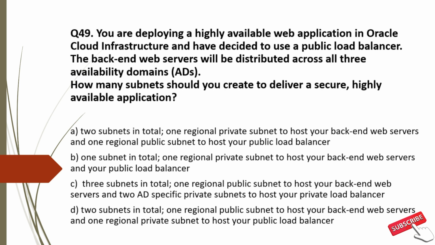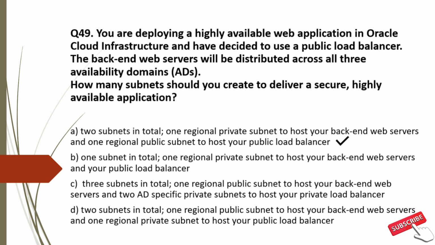Now analyze the options. Option A, 2 subnets in total, 1 regional private subnet to host your backend web servers and 1 regional public subnet to host your public load balancer. This is correct, as you are using a public load balancer, so you need not put your backend servers in a public subnet. You can put them in a private subnet, and this is a secure solution too. Put your public load balancer in a public subnet and put all the backend servers in a private subnet to ensure you can't access the backend servers directly.